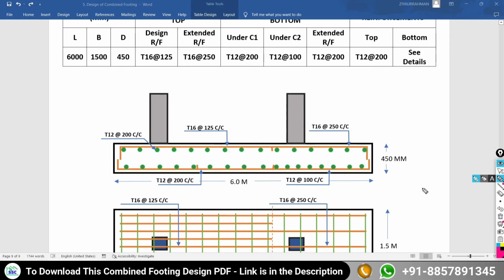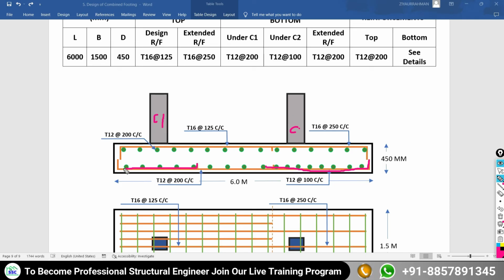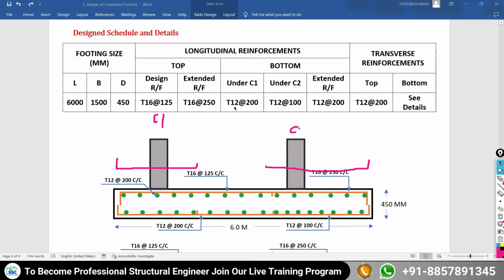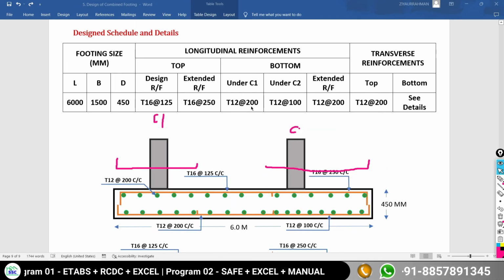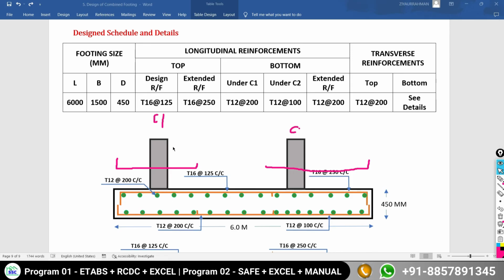So you know that the longitudinal reinforcement, or the reinforcement along the length of the footing at the bottom face, is required under the column C2 at the bottom and under the column C1 the design requirement at the bottom. Okay, so this reinforcement we are going to provide under the columns as: under the column C1, 12 mm dia at a spacing of 200, and under the column C2 we are going to provide 12 mm dia at a spacing of 100 mm center to center.